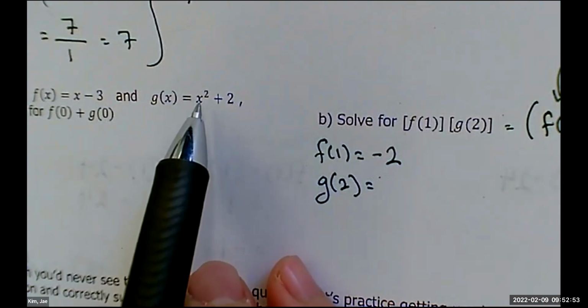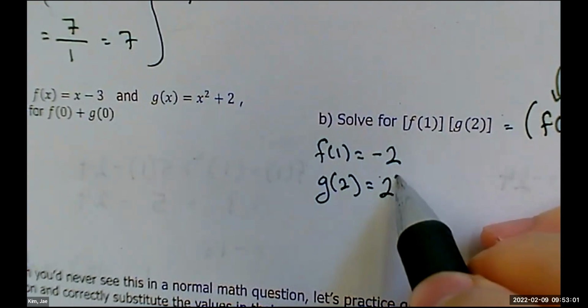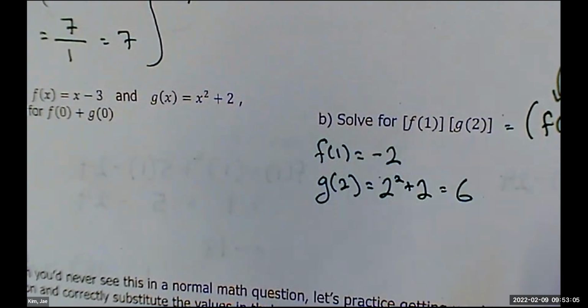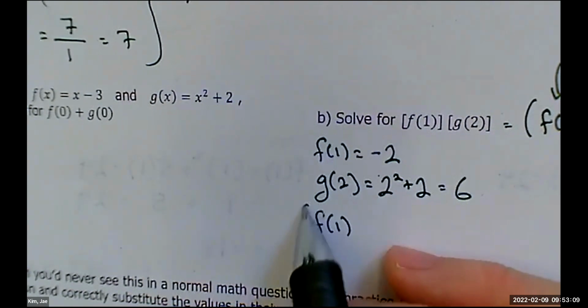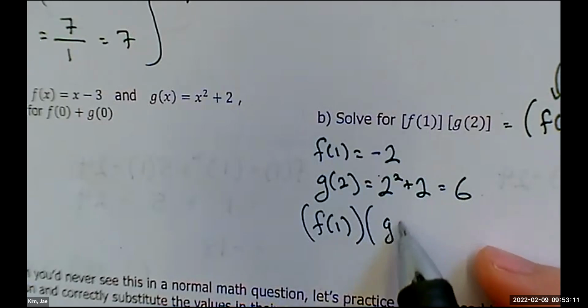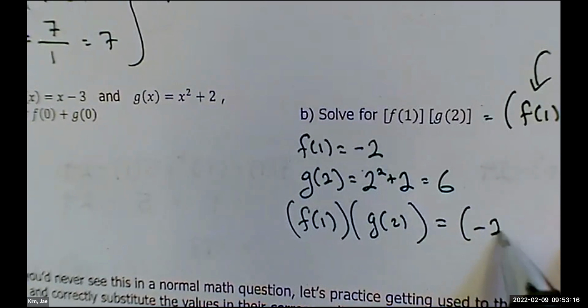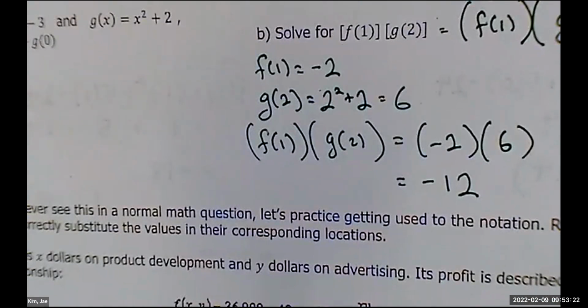This might be a little bit rough. 2 squared plus 2. Use your calculator, whatever. 2 squared plus 2 is 6. And so if the question is asking, what is f of 1 multiplied by g of 2, that is the same as saying, what is negative 2 multiplied by 6? And the answer is negative 12.